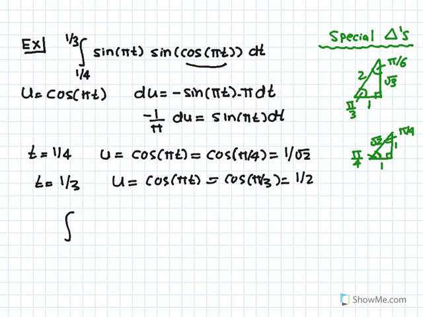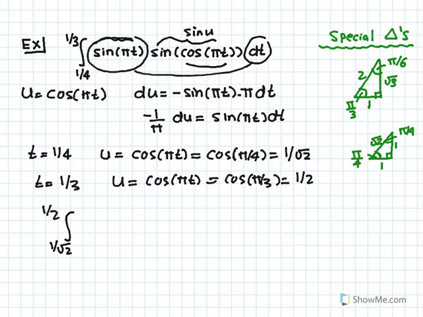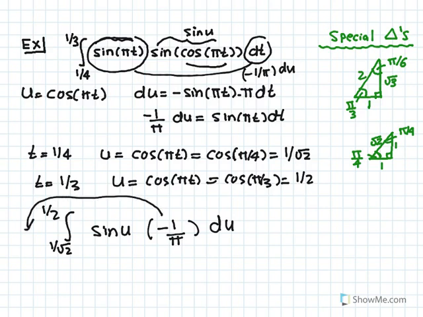So now we can see how the integral has been transformed. We have the integral from the lower limit, which is 1 over root 2, to the upper limit, which is 1/2. And this part of the integrand, sine of cos of pi t, that's sine of u. And sine of pi t times dt, this part is going to be negative 1 over pi du. So we have sine u times negative 1 over pi du. Negative 1 over pi is a constant. It passes right through the integral, so we get negative 1 over pi times the integral of sine u du. And let's put these u limits in here.